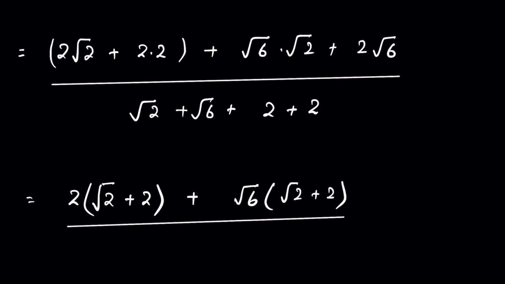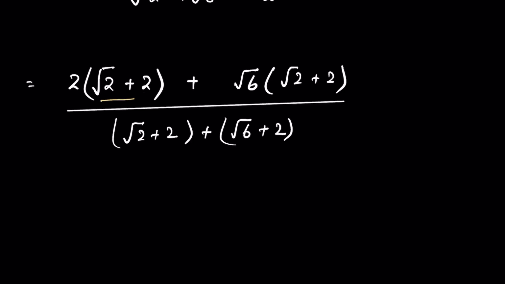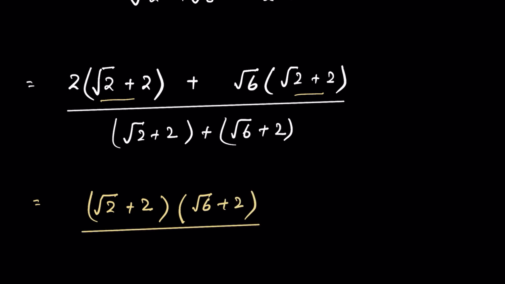Then upon, we can write square root of 2 plus 2 together and then plus square root of 6 plus 2 together. Now this square root of 2 plus 2 is the common factor here. So we can write square root of 2 plus 2 and then remaining factors are 2 plus square root of 6. Since both are positive, we can also write it as square root of 6 plus 2 upon square root of 2 plus 2, then plus square root of 6 plus 2.